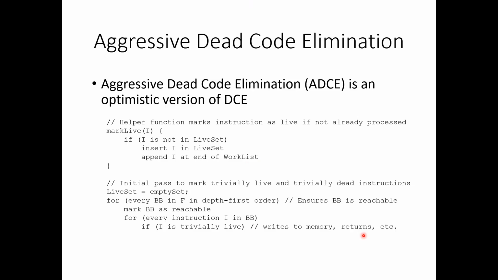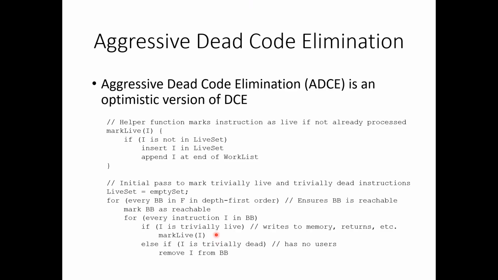A branch instruction, for example, is trivially live because it's part of the control flow. So if an instruction is trivially live, we're going to mark it as live. We're also going to find instructions that are trivially dead. An instruction is trivially dead if it has no users, and in this case, we're going to remove these instructions from the basic block. So this is how we initialize everything where we know for sure that it is live.